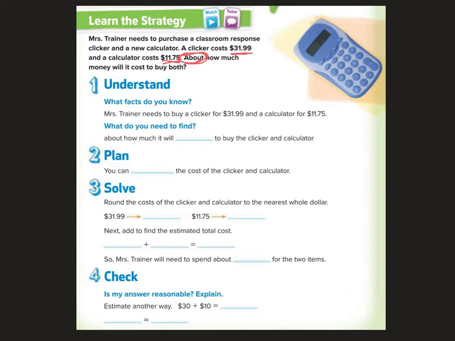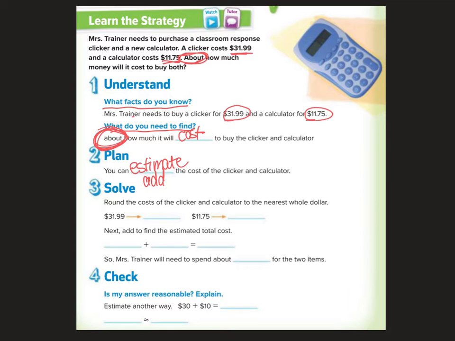Okay, so first we need to understand the problem. What facts do you know? We know that Mrs. Trainer needs to buy a clicker for $31.99 and a calculator for $11.75. What will we need to find? About how much money it will cost to buy both the clicker and the calculator. Okay, so you can estimate the cost of the clicker and calculator. That's what we're going to do. Also, another one that we could go in there is we're going to add them.